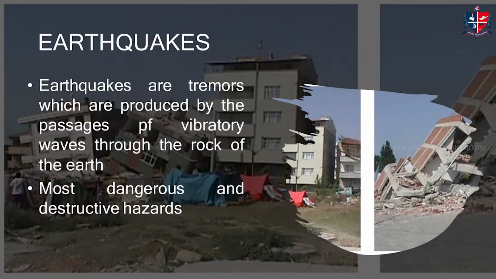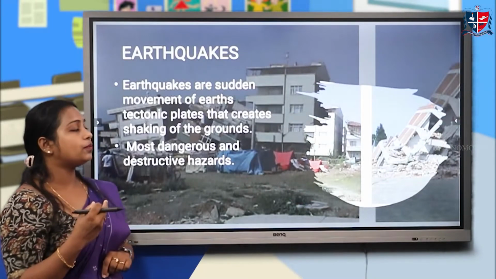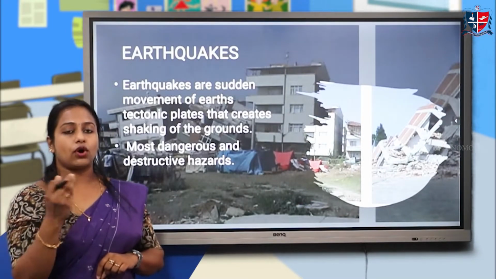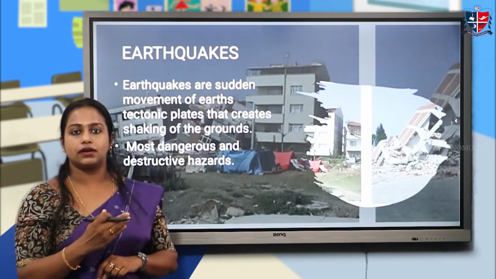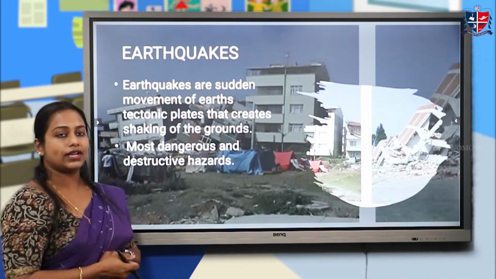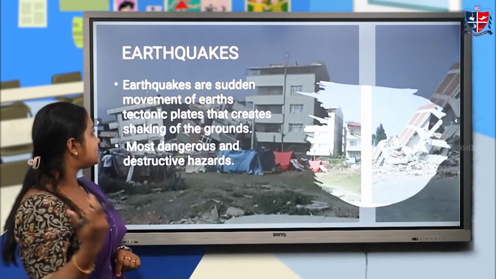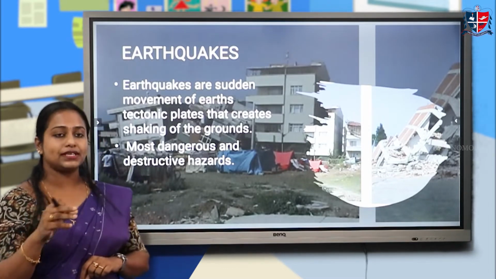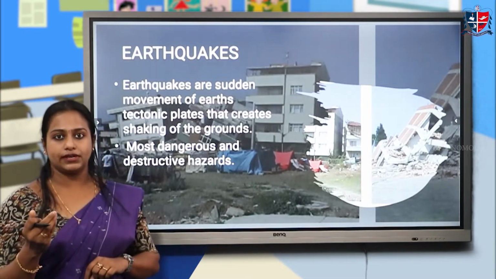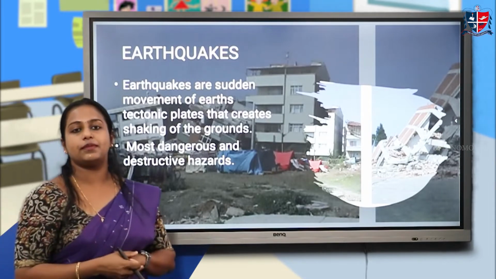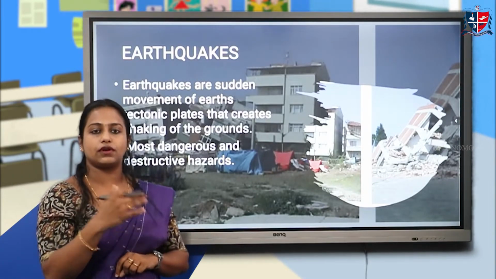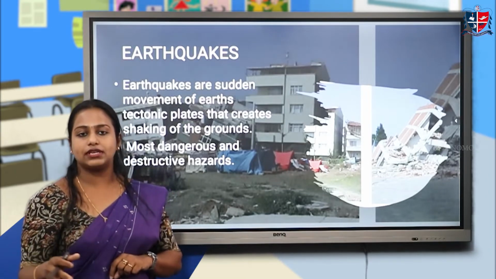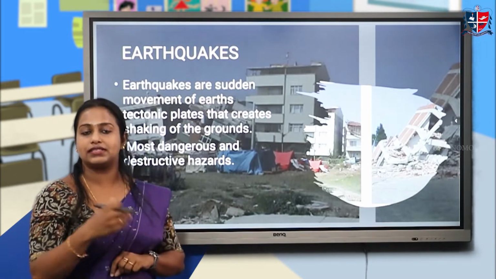The next type of disaster is earthquakes. Earthquakes are sudden movements of Earth's tectonic plates, where the two layers shift, and that is called an earthquake. This creates shaking of the ground, which can be very hazardous and dangerous because property moves or falls down, which can cause injury and severe effects on the people.